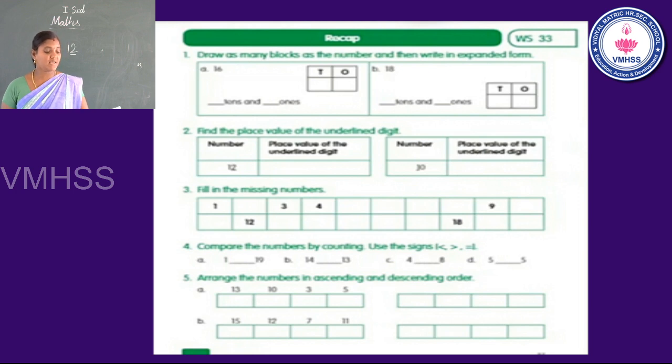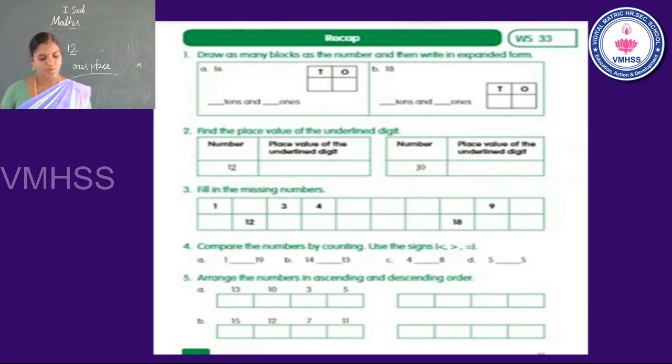Which one is the place value of the underlined digit? Yes, ones. Ones place. Next, ten. Place value of the underlined digit. Ones. Okay, is it clear? Students, next one.